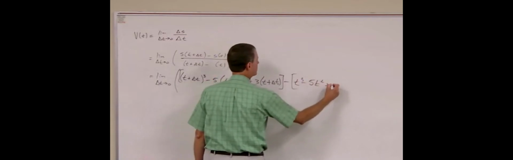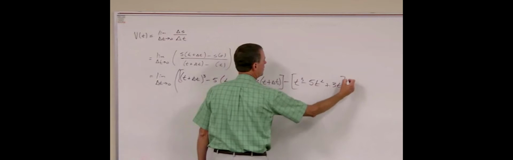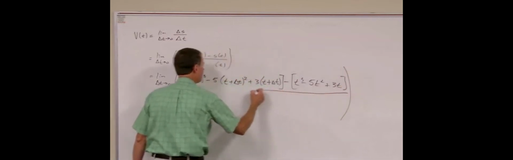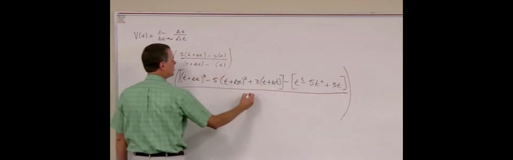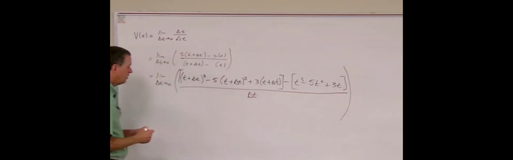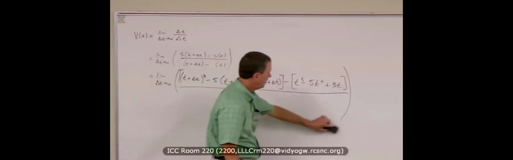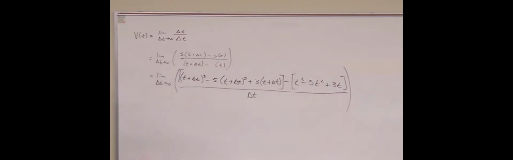Then we've got the minus S of t, which is t cubed minus 5t squared plus 3t. This difference is just delta t. Then the rest is algebra and then applying the limit theorem to evaluate it. So the hard part is just doing the distributive problem.